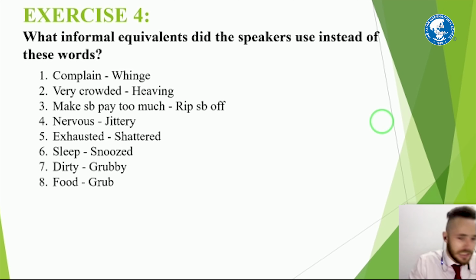Number 8, synonym for food, grub. Kind of strange as we've just said grubby for dirty, but we also use grub to talk about food. Generally, when we use grub, it does mean kind of food that we really want to eat. It's not necessarily the cleanest, healthiest food. It might have lots of oil or things on it, but we would call it grub. Okay.